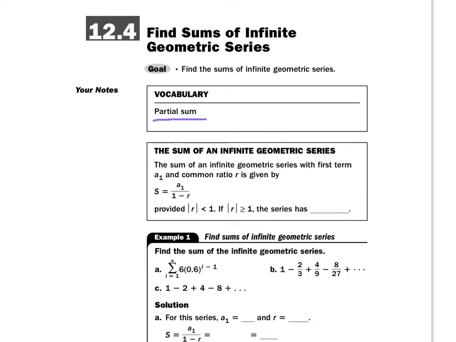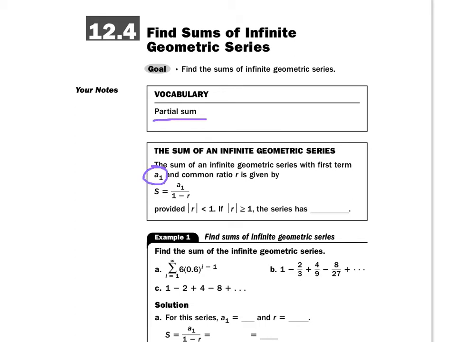When we talk about a partial sum, we're talking about the sum, S of n, of the first however many terms. So a partial sum is not of an infinite geometric series. We're just talking about the sum of the first 10 terms of the sequence.